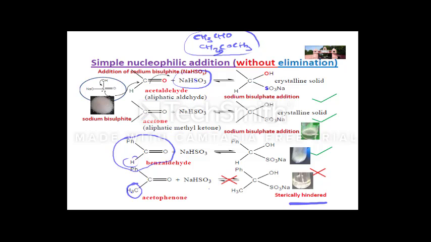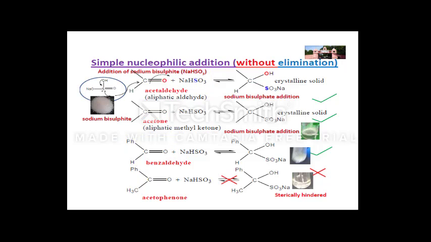So this is the first thing to keep in mind, because this particular reaction is going to help us distinguish between aromatic aldehydes and aromatic ketones, right? Because aromatic ketones are not going to give it. In fact, as the size increases for the ketone also, this reaction becomes difficult.